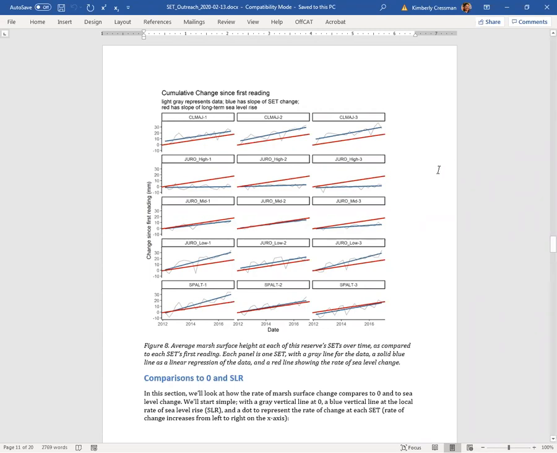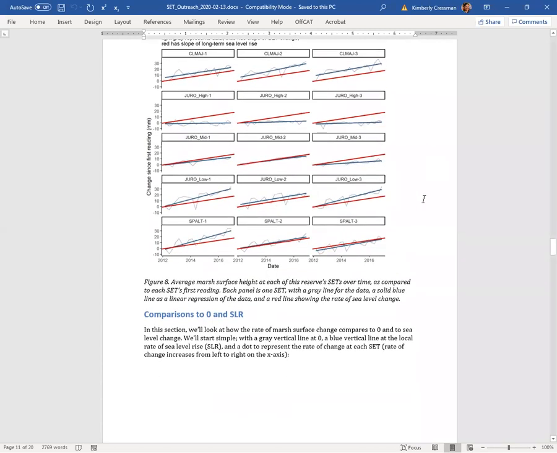But the idea here is once you understand the single graph, put them all together and get a picture of what's happening at the whole reserve. And again, I can't interpret this as thoroughly in the actual outputs that you're going to get. So this is where you'll need to talk to the people who are taking the measurements and really understand the sets.